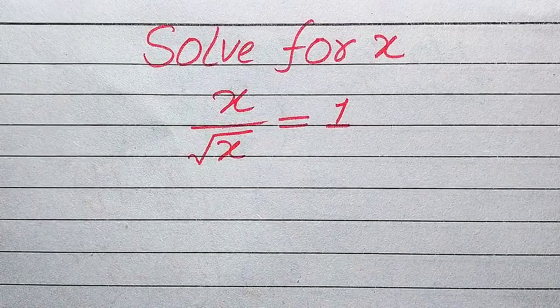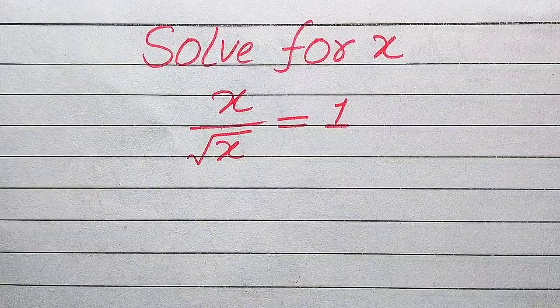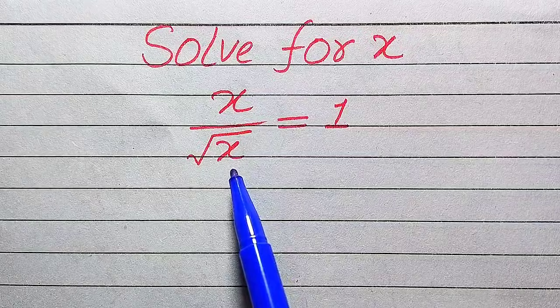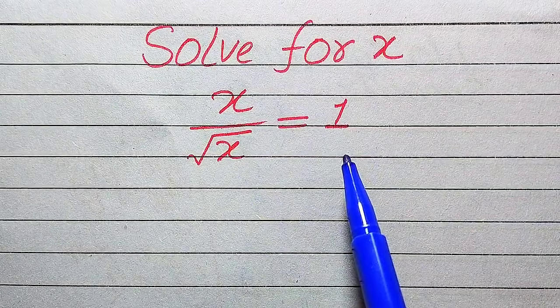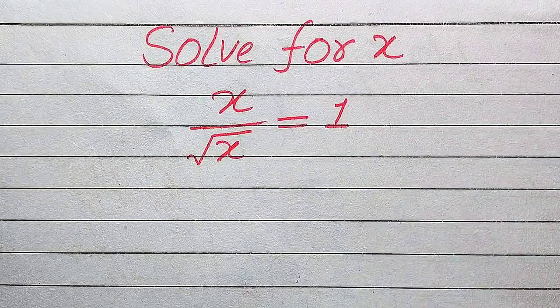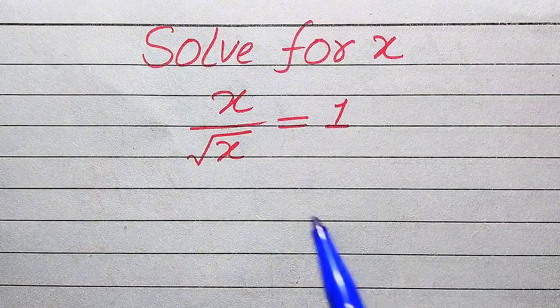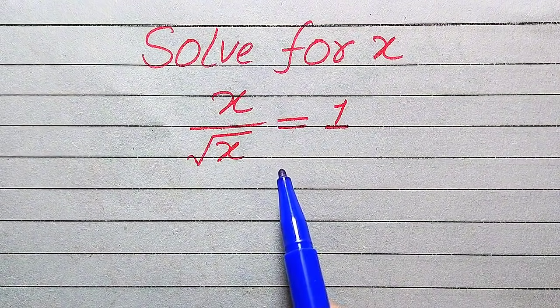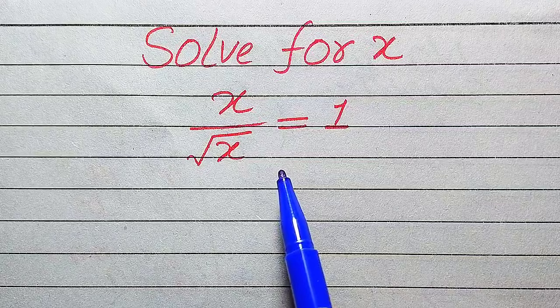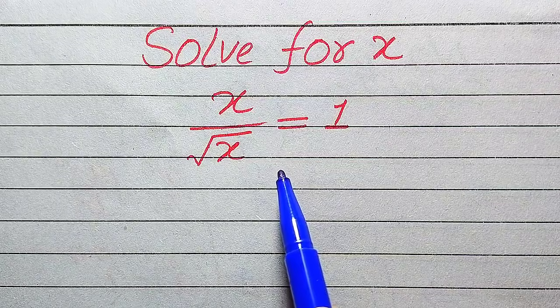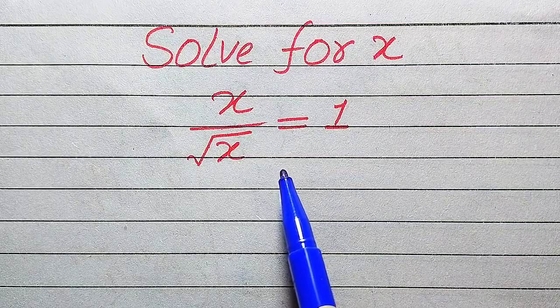Hello everyone, how to solve this problem for the values of x if we have x divided by square root of x is equal to 1, and we solve this problem for all the values of x. So here first we need to find all the roots of this equation, and at the last we will verify which of the roots are solutions of this equation and which of the roots are extraneous roots.